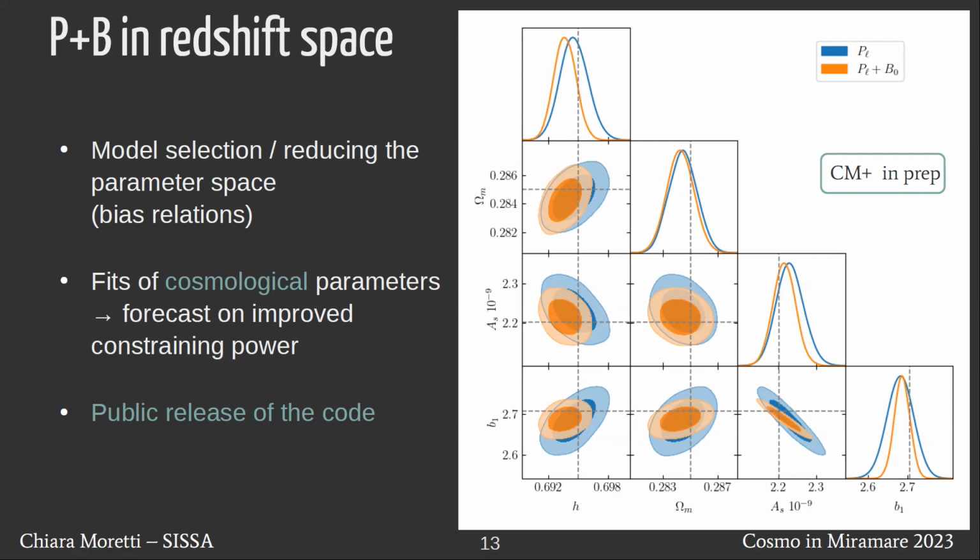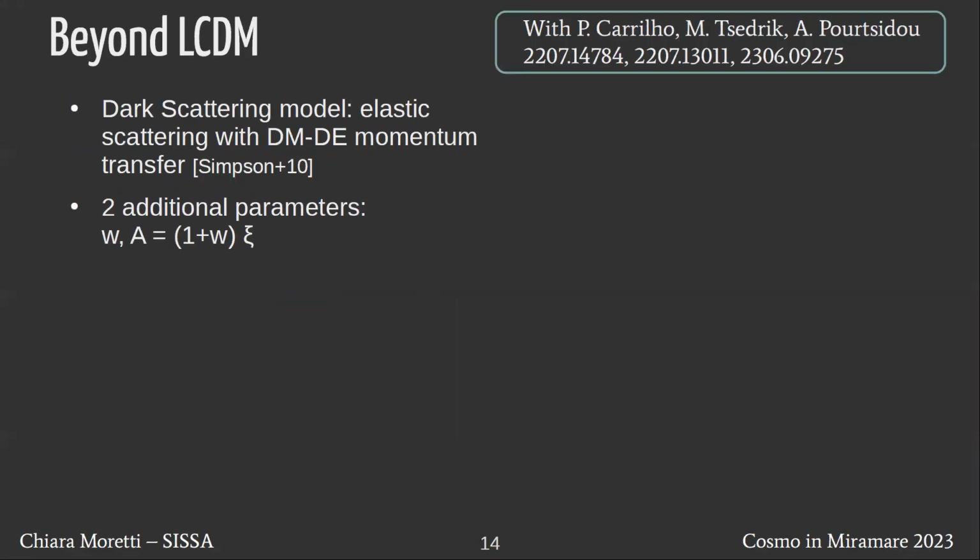But I want to stress here that this is for the full 1000 cubic gigaparsec volume. So the power spectrum is already doing a great job. However, the bispectrum gives us some tighter constraints for some of the parameters. This is particularly important for beyond Lambda CDM models, which is what I will show you next.